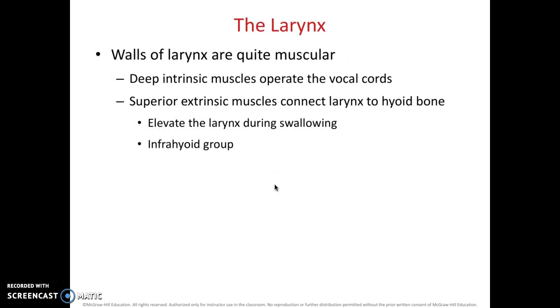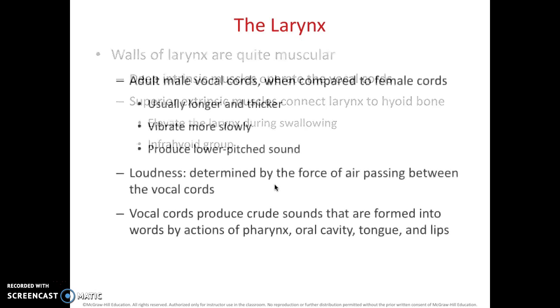There are deep intrinsic muscles that operate the vocal cords, and there are superior extrinsic muscles that connect the larynx to the hyoid bone, which elevates the larynx during swallowing. These are called the infrahyoid group. It's worth noting that the hyoid bone is the smallest bone within the body. You guys should have learned that in A&P 1.